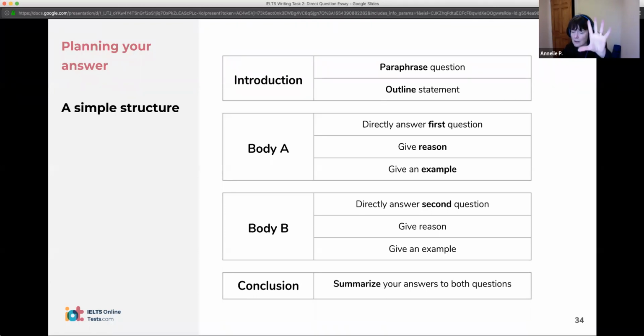So there we've got our structure for a direct question essay. It's always going to look like that. And do not include new ideas. Very good, Angel. That's right.